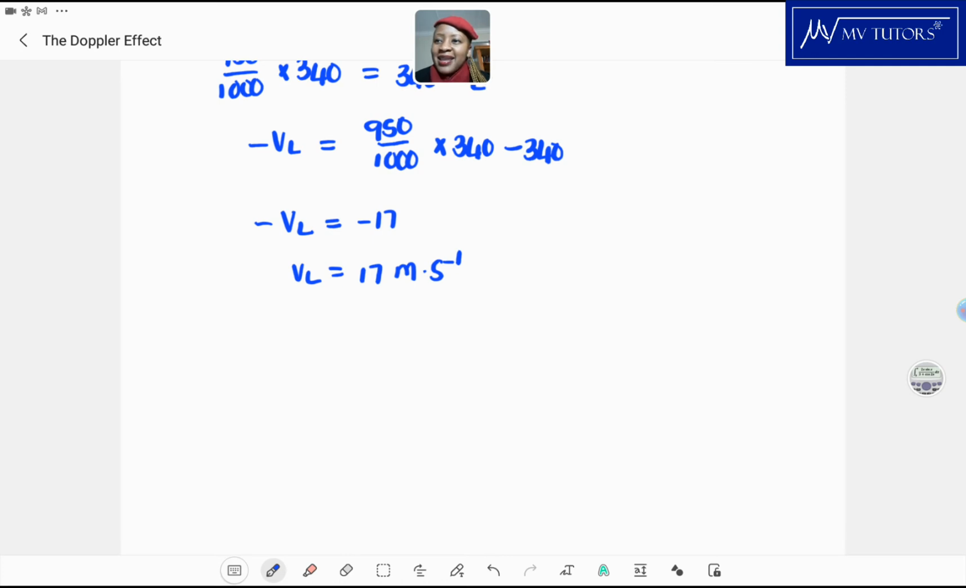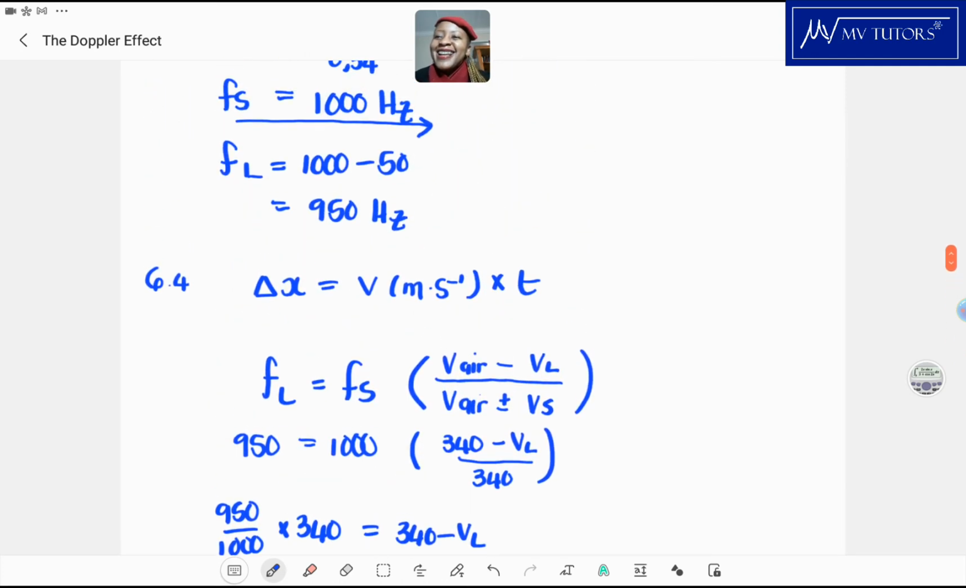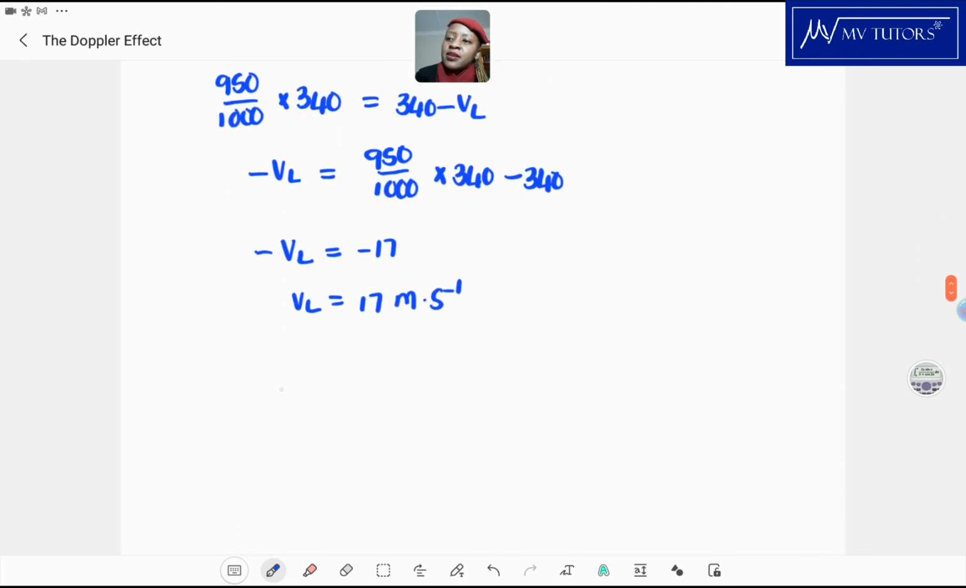Okay, now remember guys, the question was how far? The distance, you need x, okay? So x, we did say it's going to be velocity times time, and the time was 10 seconds. So we have 17 times 10, which is 170 meters. And yeah, that's it. Let's try another example.